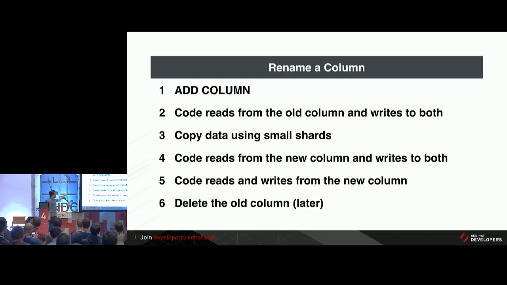So third version, you copy the data using small shards. Fourth version, your code reads from the new column and writes to both. Again, you need to write to both because the old version might need it, just in case you roll back. Fifth version, your code reads and writes from the new column. And sixth version, you delete the column, not immediately, but later.